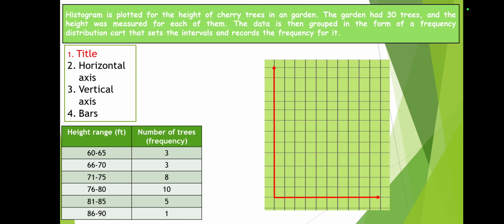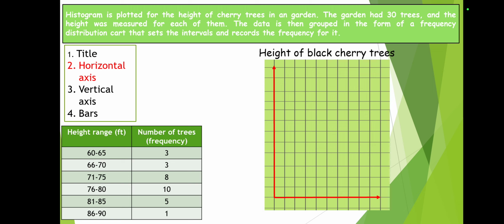So first of all, coming to the title, what must be the title? Yes, height of the black cherry trees, that is the title. Next is the horizontal axis. Horizontal axis means the x-axis. So as you can see, on the x-axis it should be the height range. Okay, frequency will be on the y-axis.